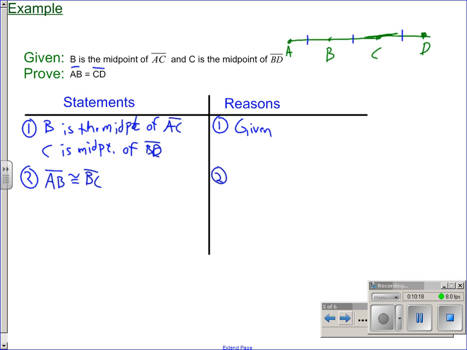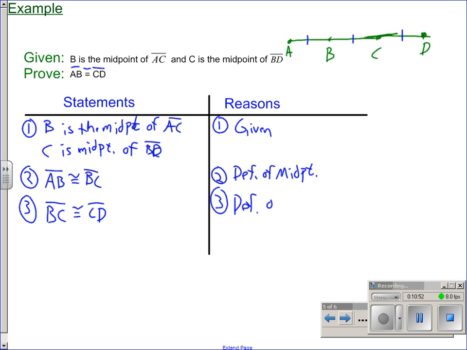And I'm going to change this problem here, just add a little bit of detail to it. Let's make these segments congruent. So AB is congruent to BC. Why is that true? Well, we were told that B was a midpoint. So from the definition of a midpoint, we know that AB is congruent to BC. Now we can do the same thing with our other piece of given information. C was the midpoint of BD. Definition of midpoint says that BC is congruent to CD. Definition of midpoint was our reason why that statement is true.